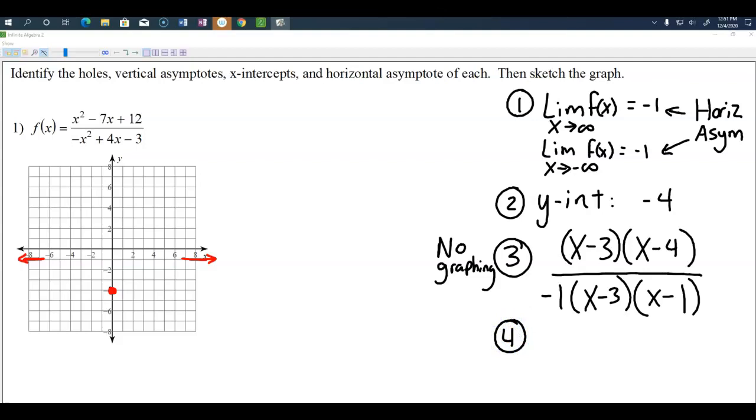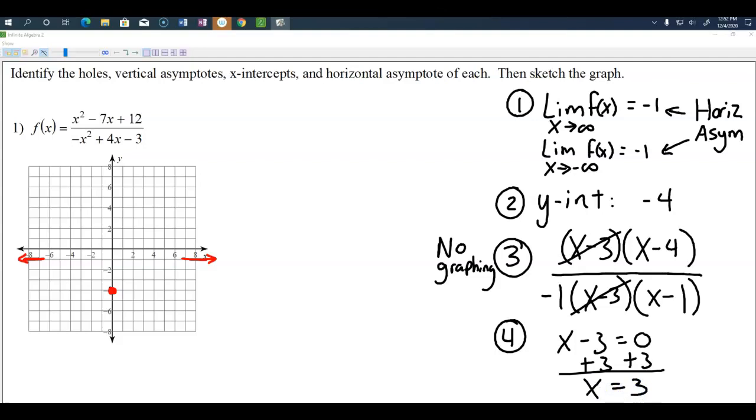Number 4 is to identify the holes. The holes are located where you have a factor that cancels from the top and bottom. In this case, we happen to have one. The x minus 3 cancels, so I'm going to take that x minus 3 and set it equal to 0. And that tells me that I'm going to have a hole located at x equals 3.